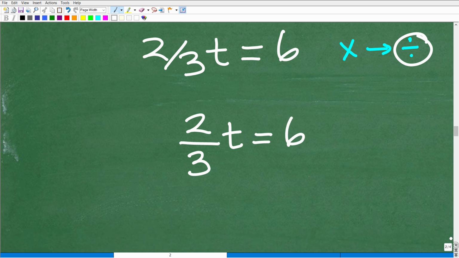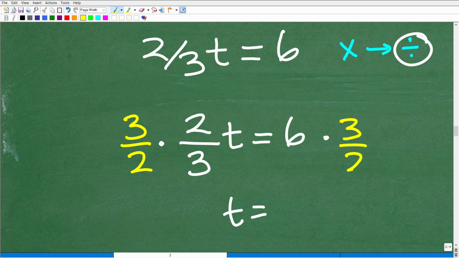Now, the objective here is to get t by itself. That's what we want to do to solve this equation. So anytime you see a fraction coefficient, in other words, a fraction in front of the variable like this, what you can do, which is far easier, is to multiply both sides of the equation by the reciprocal. In other words, take this fraction and flip it upside down. Remember the golden rule, whatever we do to one side, we have to do to the other.